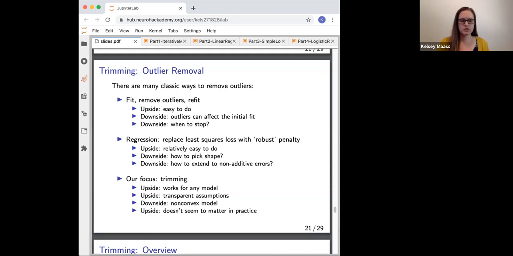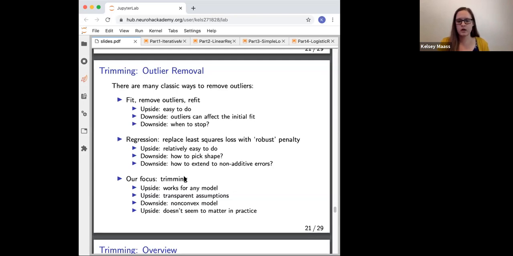Another method is to use a robust penalty function. So one example is, instead of using the least squares term, you could use something such as the Huber function, which is linear for higher values, and then quadratic for lower values. And what this does is it doesn't penalize as harshly for points that have a large error. So that means that outliers don't have as much influence on the solution. This works really well for regression settings, but isn't as easy to incorporate into more general models.